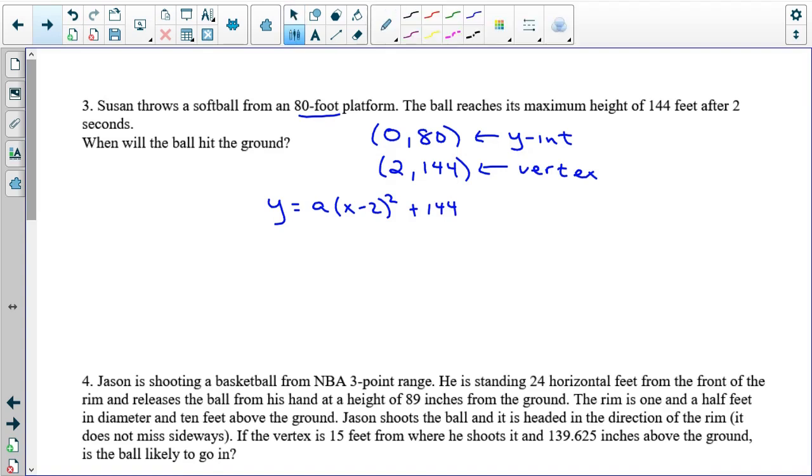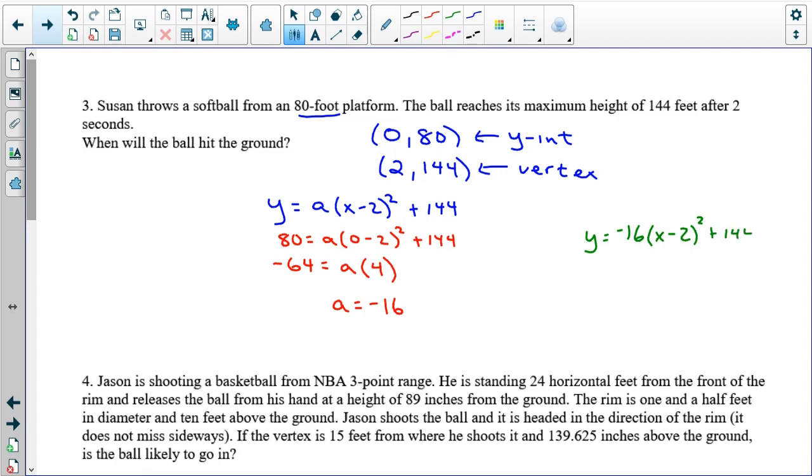I substitute in some values. So 80 goes in for y, and 0 goes in for x. And now I'm going to solve for a. So I subtract 144 from 80, and I get negative 64 equals a times 4, since negative 2 squared is 4. I will divide, and I get a equals negative 16. Equation: y equals negative 16 times (x minus 2) squared plus 144.